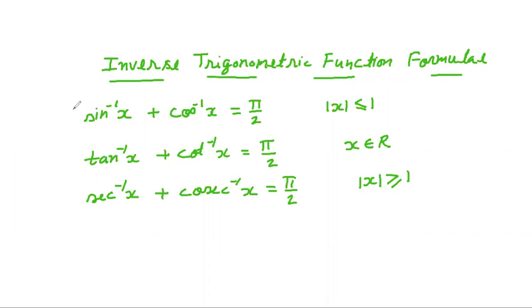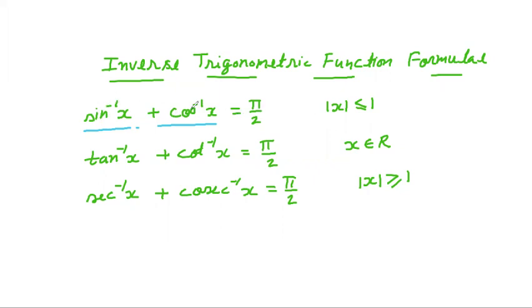The starting formulas are, we have a function sine inverse x plus cos inverse x. You see, this function sine inverse x plus cos inverse x will be equal to what? Pi by 2. And see, the domain of sine inverse and cos inverse functions are the same: mod x is less than or equal to 1. So basically their domain is the same, so naturally for all the values they are justified equal to pi by 2.